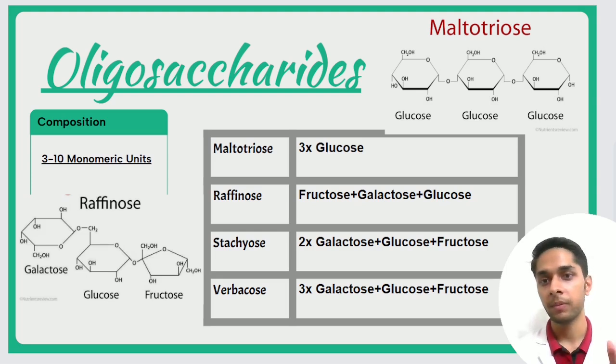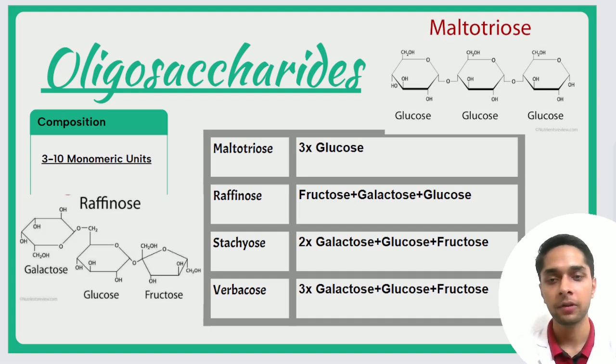A few examples would be maltotriose, which is made up of 3 glucose units, raffinose, which is made up of fructose, galactose, and glucose. Each one is a different sugar. Stachyose, which is formed from 2 galactose molecules, a glucose molecule, and a fructose molecule. Verbascose, which is a pentasaccharide formed from 3 galactose molecules and a glucose and a fructose molecule combined with the help of that glycosidic bond.